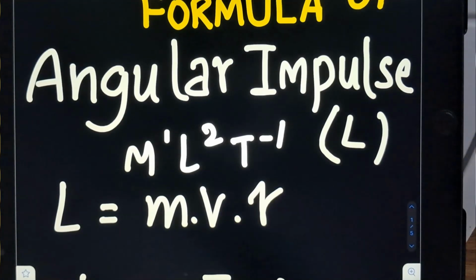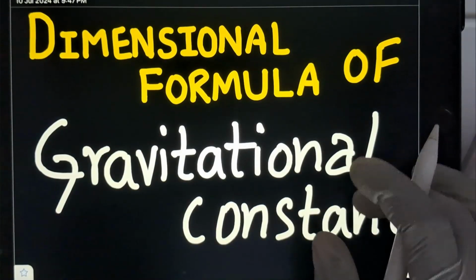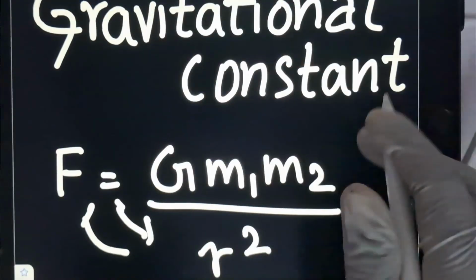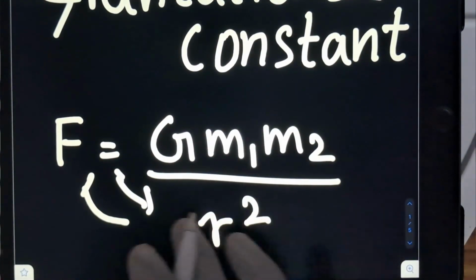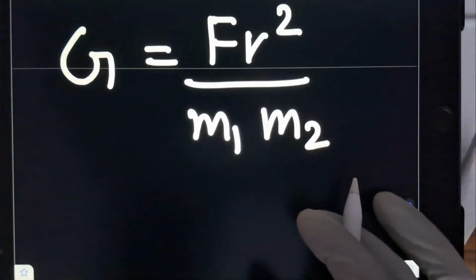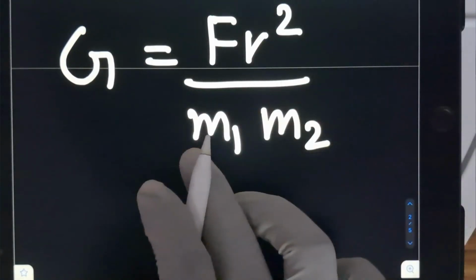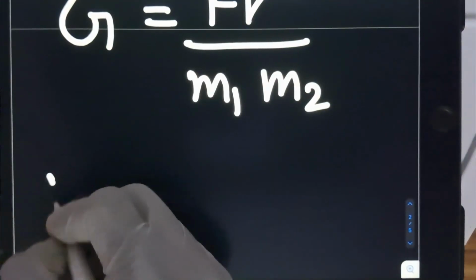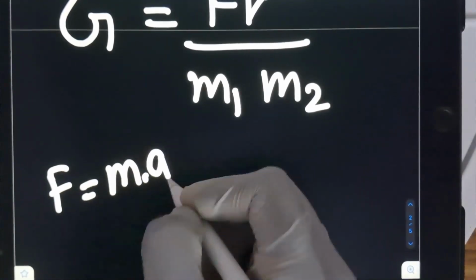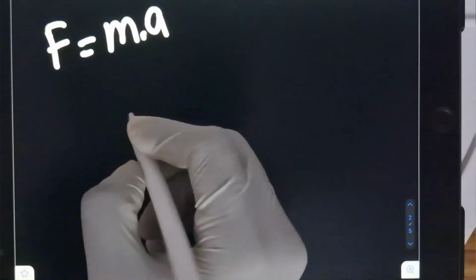To find the dimensional formula of the gravitational constant, it is F is equal to G m1 m2 by r square. On rearrangement we get the gravitational constant G is equal to F r square by m1 m2. Here F is equal to force, F is equal to ma, mass into acceleration.